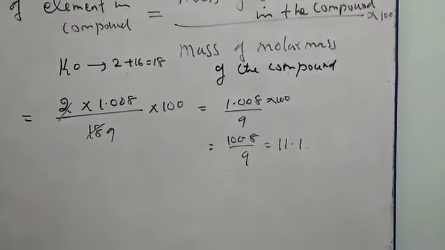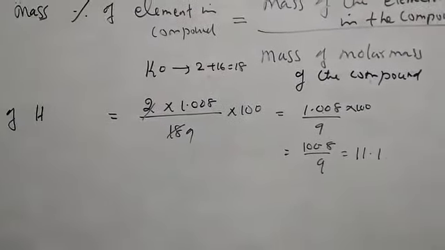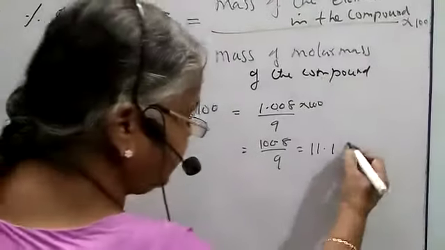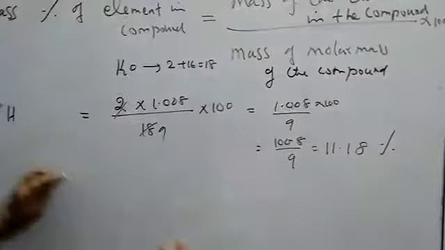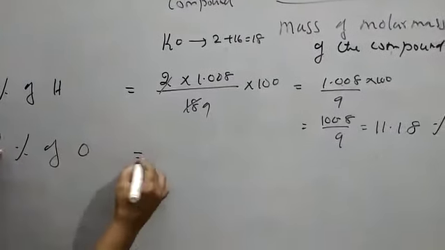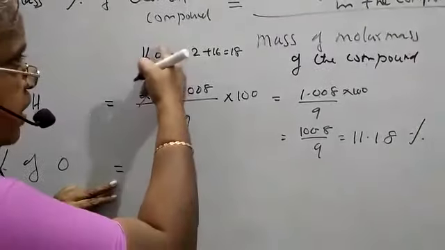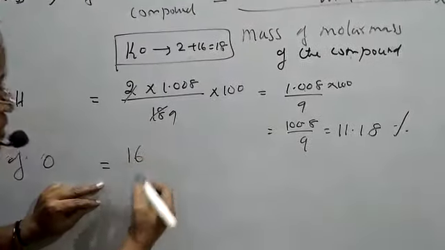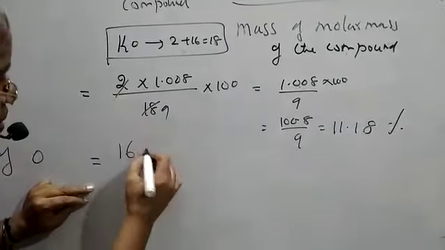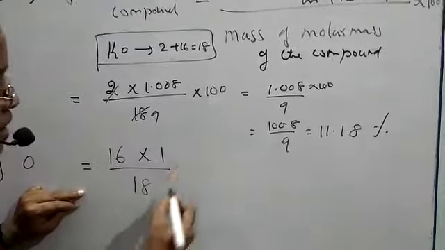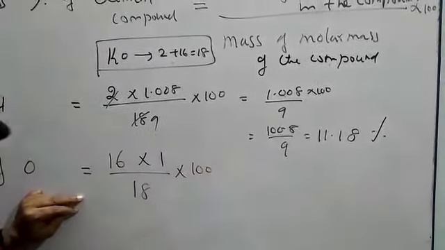Yes. Next one, let us go to the oxygen. You are getting the correct percentage of hydrogen. Okay, now same thing we will do for percentage of oxygen is equal to 1 weight of, this is your molar mass of water. Atomic weight of oxygen is 16. Only one number only, 16 into 1 divided by molar mass is 18 into percentage composition is 100.